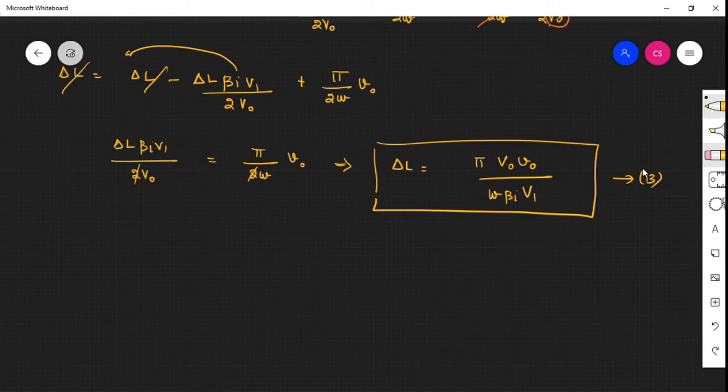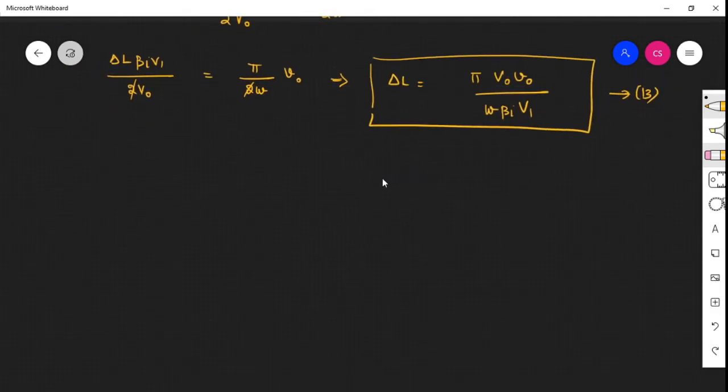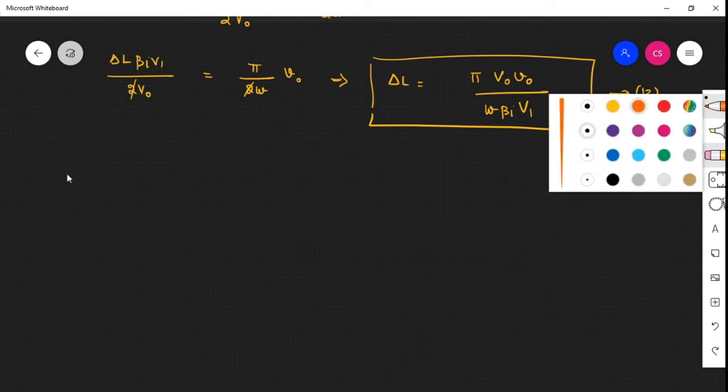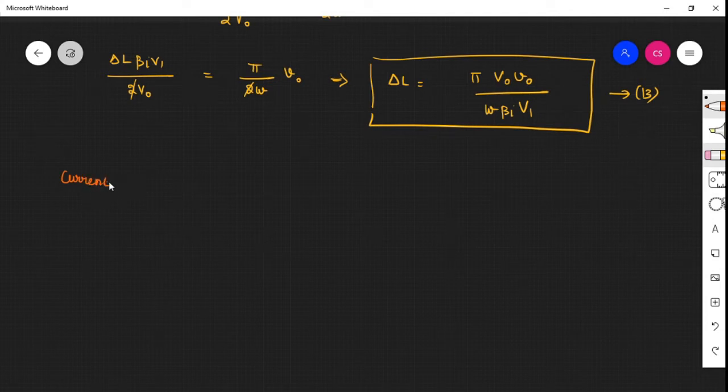So using the velocity modulation process, we have actually found out what will be the velocities before the gap, after the gap, and the length of the drift space. Now let us start with the current modulation process.